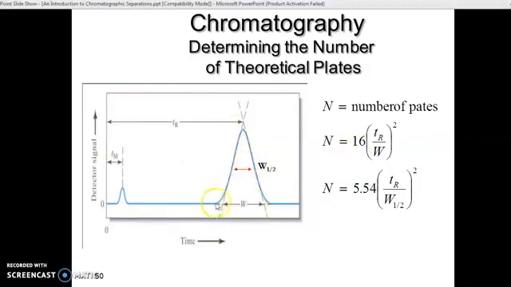Nowadays everything is automatic, and when you put in the values of your peak area, peak width, peak height and TR, TM, it automatically finds your number of theoretical plates, and you can see that this is good for your separations, so you can continue your further procedures.